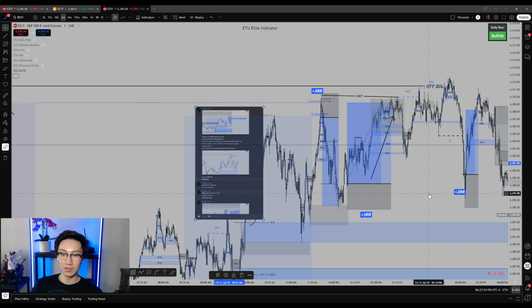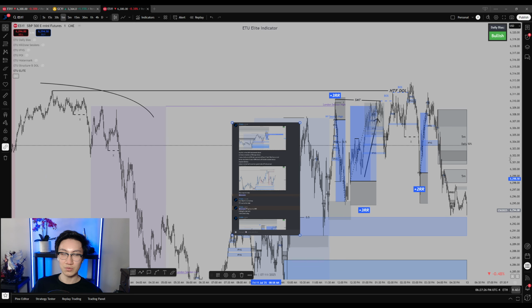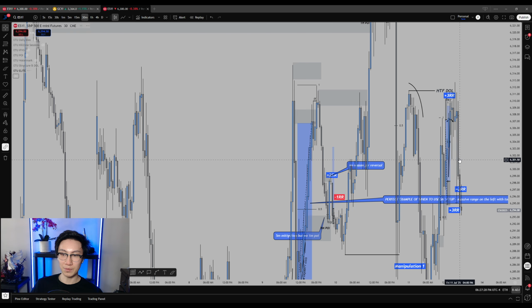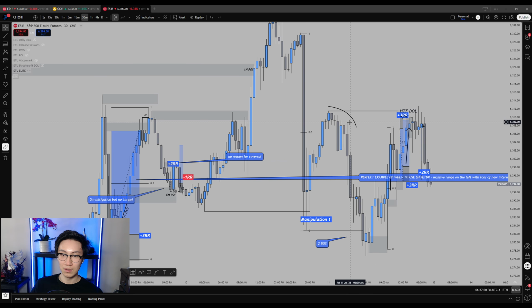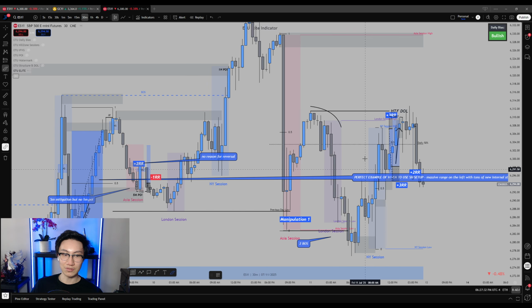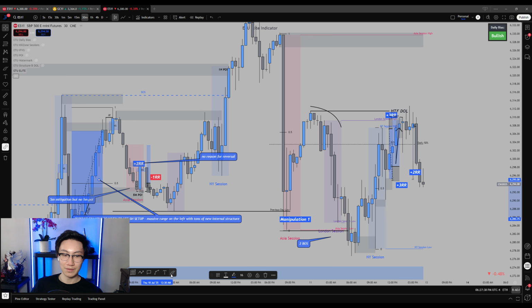Back-to-back winners too. Now, once we hit my high time frame draw on liquidity, we'll go on the 30-minute to show y'all what's up. This is the exact chart I sent to the group. This is my inducement here, right? Let me remove this text here. This is my inducement I draw here on 30-minute, right? That was my high time frame.